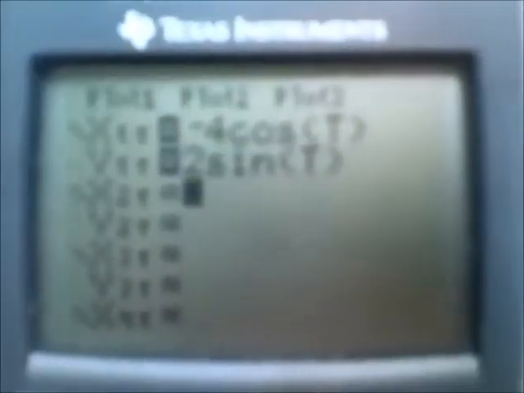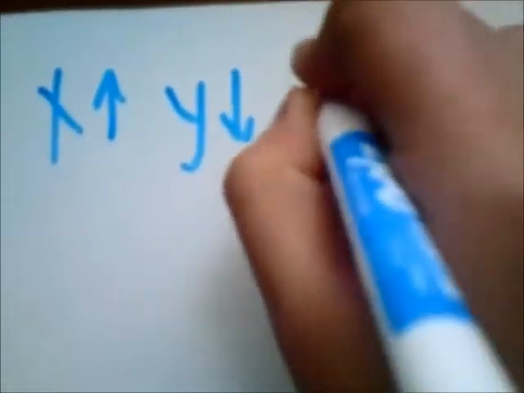For the starting point to be negative 4, 0, the first equation would be negative, which is x equals negative 4 cosine t. So that means x increases, y decreases as t increases.